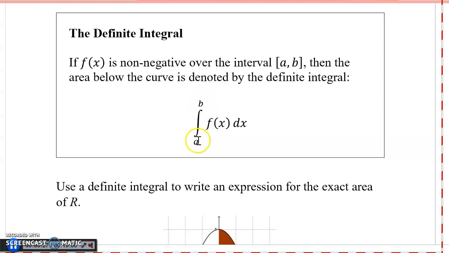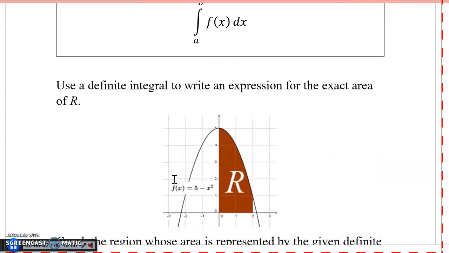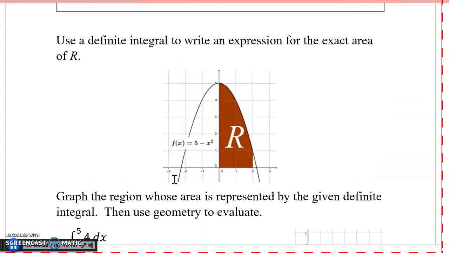Okay, it is definitely related to the antiderivative, but this time instead of getting a function as our answer, we're getting a numerical value. That numerical value represents the area under the curve f of x from x equals a to x equals b. So this is exactly what we've been approximating for the past week or two.